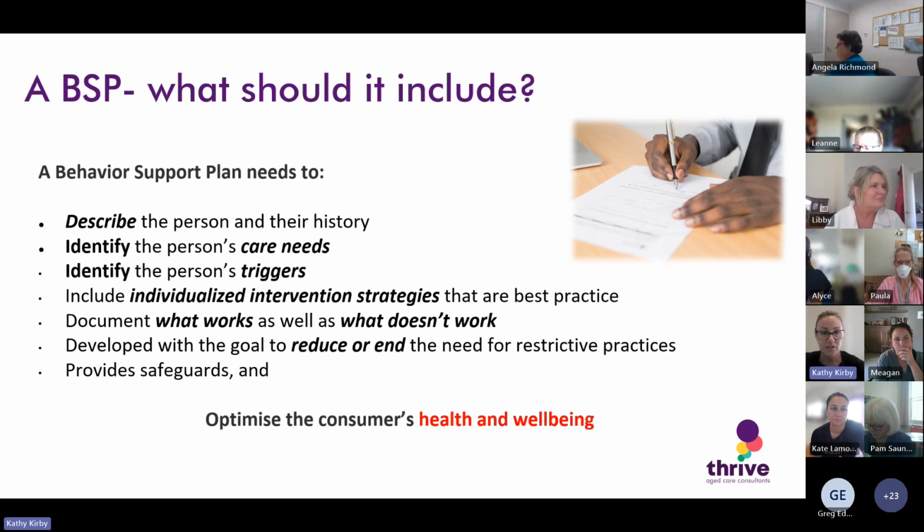So when we're looking at a behaviour support plan, what should it include or what does it need to include? It needs to describe the person and their history. So we're all individuals. We've all got different life history. We've all got different things that are going to annoy us. We've got different things that calm us down. Me in particular, I like going for a walk each day and I like a good coffee in the morning. 2 of those things that if I don't get, I can get a little bit niggly. Something that you don't want to ask me to do is gardening, because that'll really agitate me.